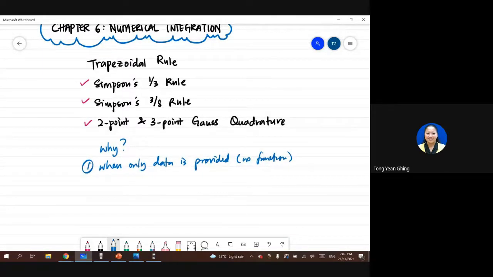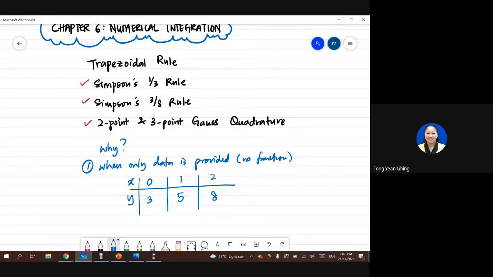Okay, for example, let's say we have data like this, x and y. This is the value of x, and then the value of y. When x is 0, y is 3. When x is 1, the value of y is 5. When x is 2, the value of y is 8.